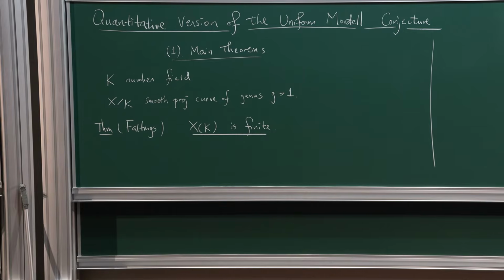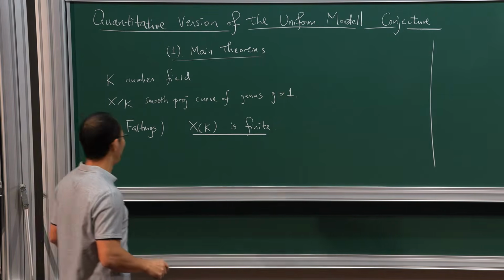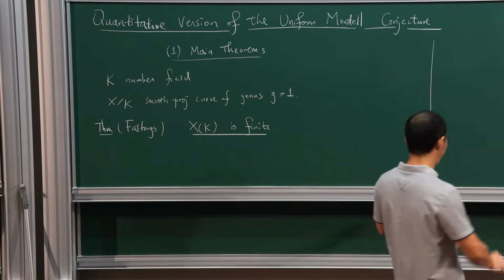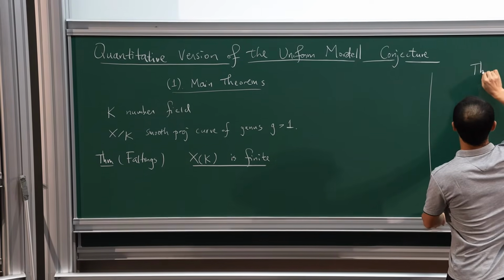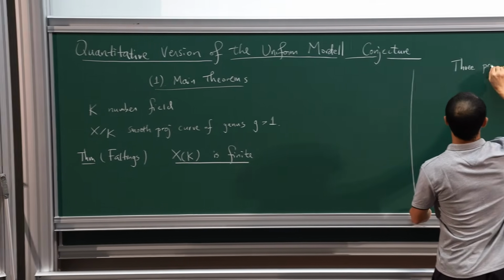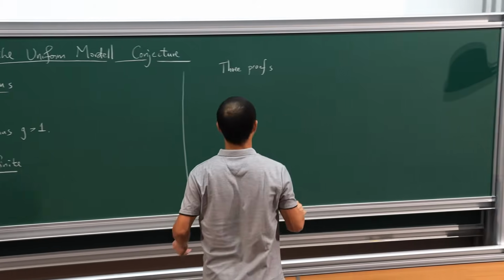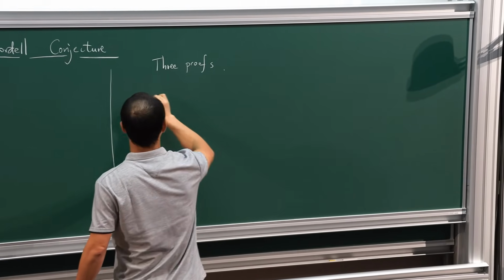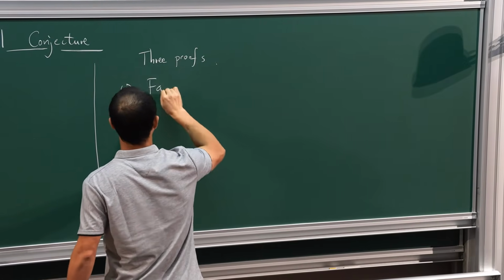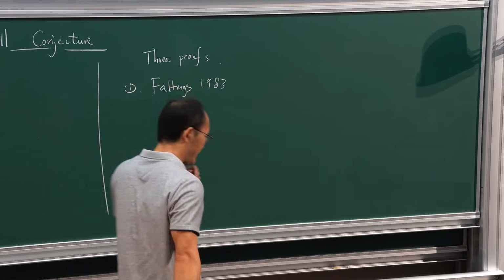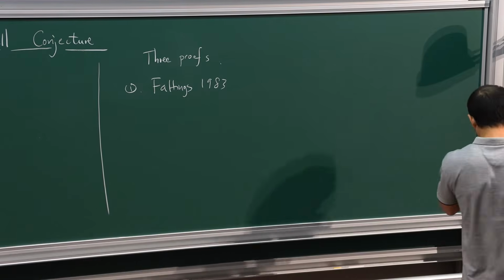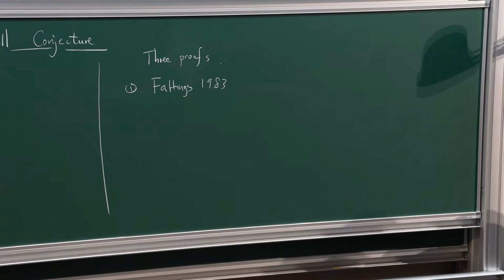OK, so this was proved by Faltings in 1983. So I will sketch a little bit. There are three proofs, because we're going to use one of them. The first one is Faltings, 1983. Faltings' proof has many original constructions and connections.